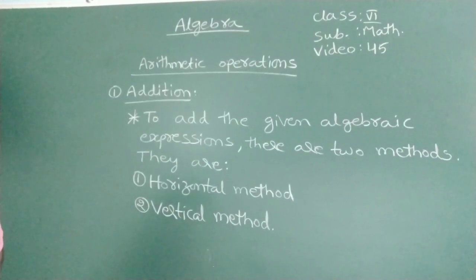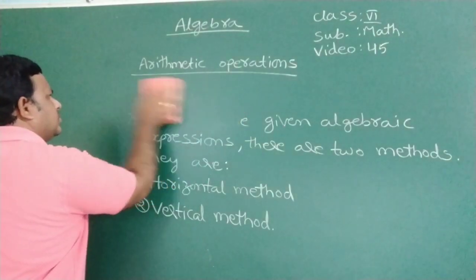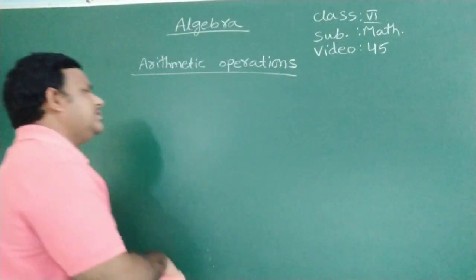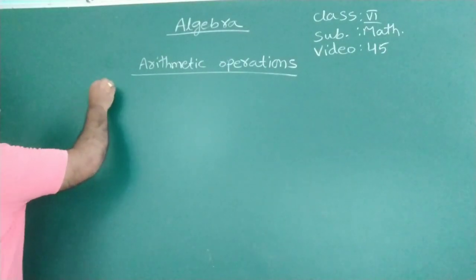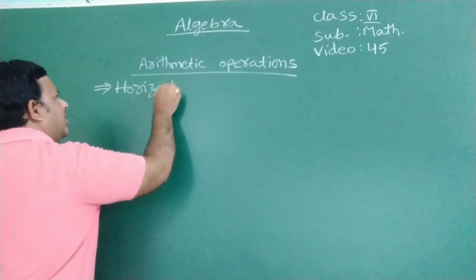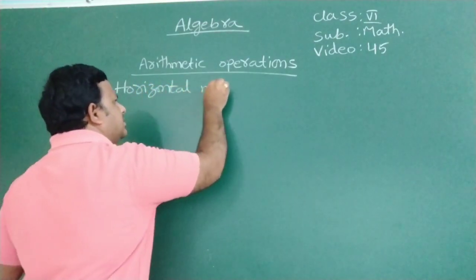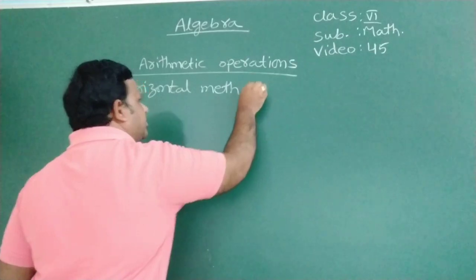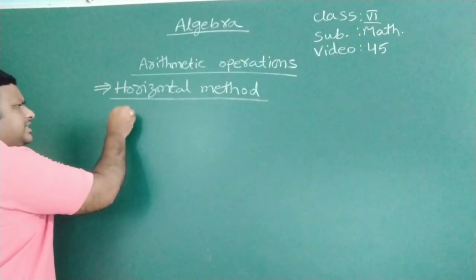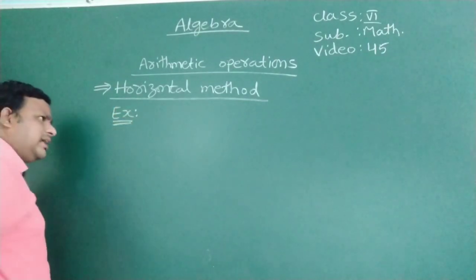Now let us see the horizontal method. This horizontal method, we will see directly with an example. So put the next side heading: horizontal method. In this method, how to add the expressions? Let us take two algebraic expressions and add them.